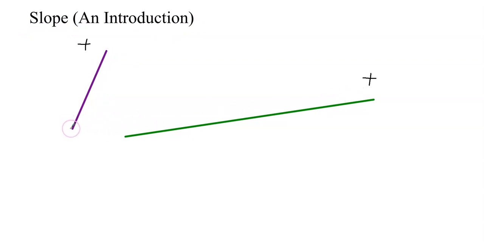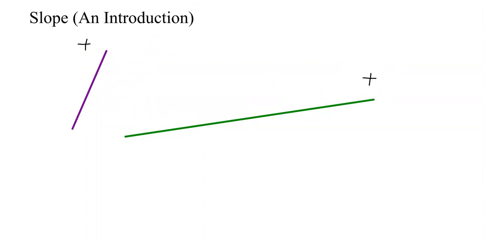So as you can see, this one goes up. It increases or goes up from left to right. It slants up from left to right. And this also slants up from left to right. So I can tell right away that the slopes of both these lines are positive.